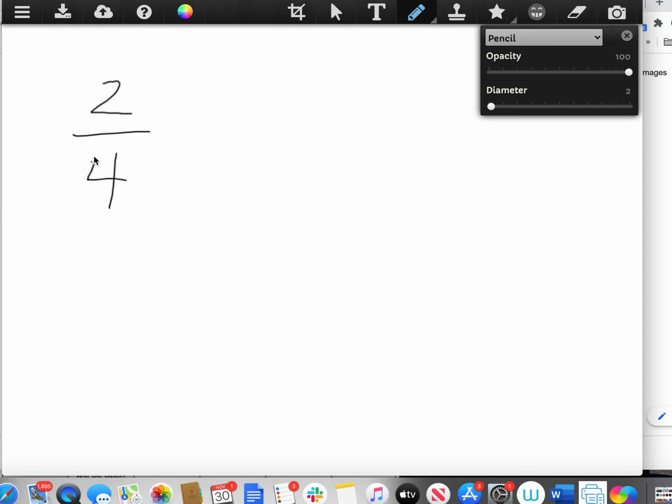So if we look at 2 and 4, we know that 2 and 4 are divisible by 1, but if I divided 2 by 1 and 4 by 1, I don't change my fraction, so that won't simplify it. But I can also see they're both even numbers, so they're both divisible by 2. If I divide the numerator by 2, I get 1, and if I divide the denominator by 2, I get 2. There's nothing else that can go into 1 or 2.